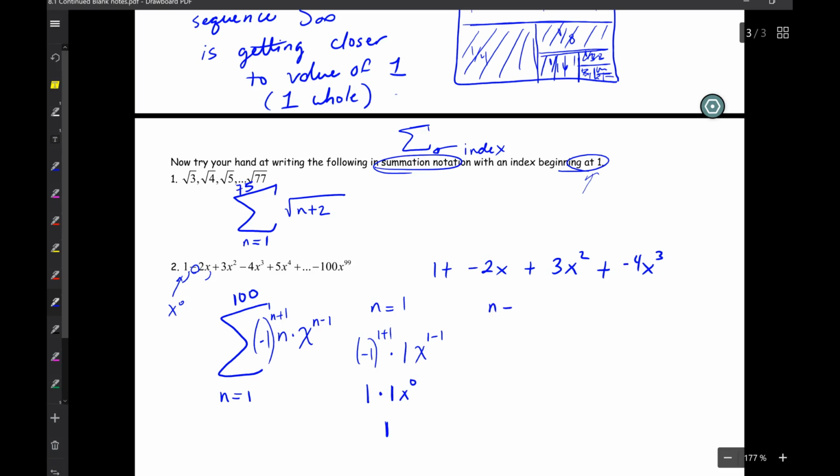When n is equal to 2, we get negative 1 raised to an odd power, which will keep it negative, times 2 times x to the 2 minus 1. So that gives us negative 1 times 2 times x. And that's where you can see that second term in the series. Does that make sense how that works? Yeah. Okay.